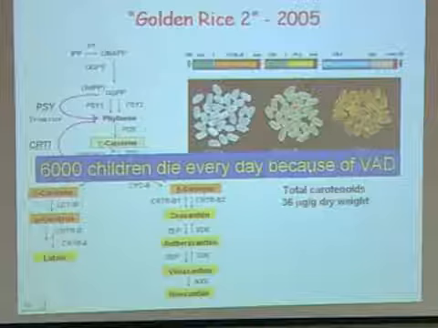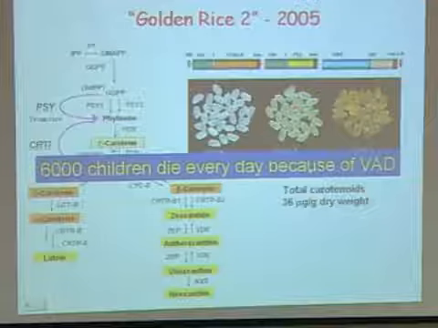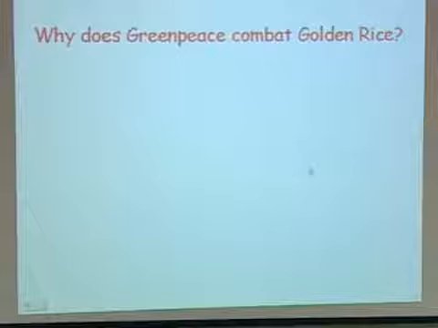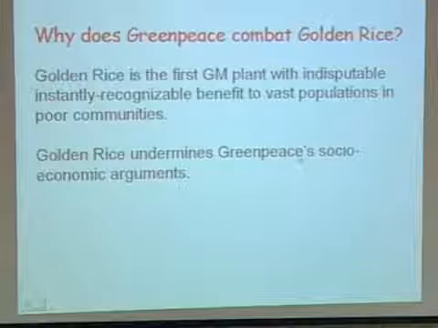These statistics are given by reliable sources. 6,000 children die every day as we are waiting for deregulation that might take up to several years. Why does Greenpeace combat golden rice? Golden rice is the first GM plant with visible benefit. Golden rice undermines Greenpeace's socio-economic argument.